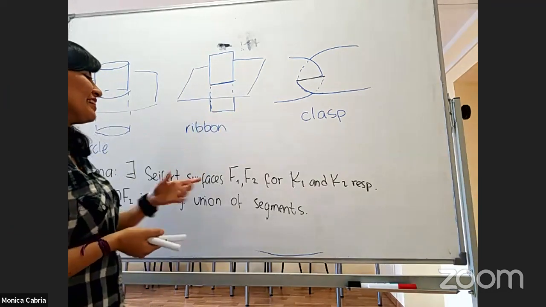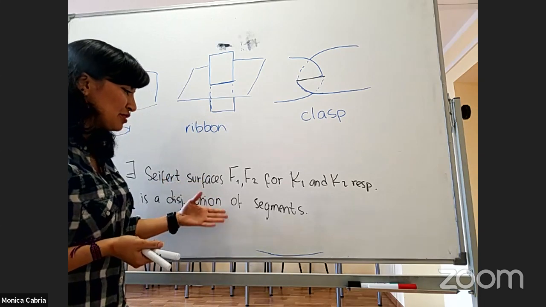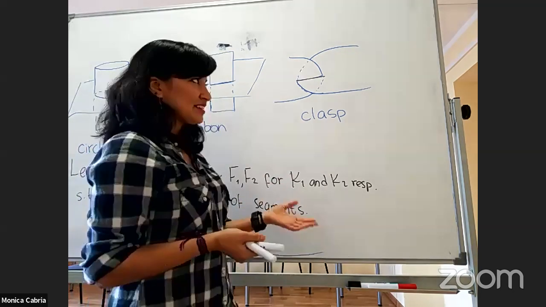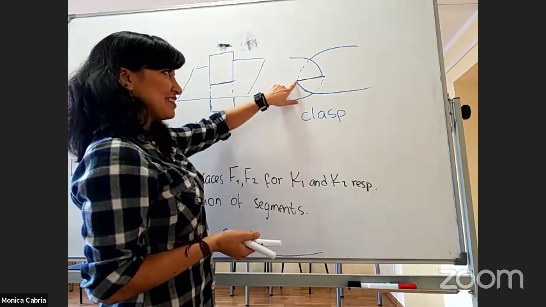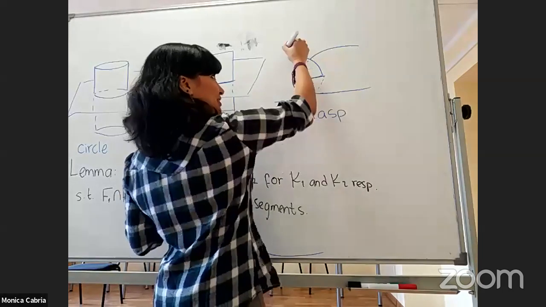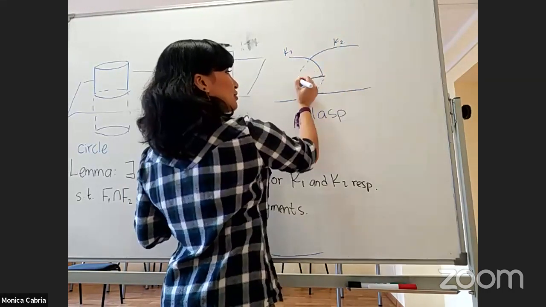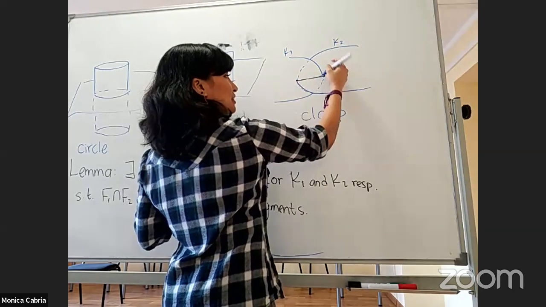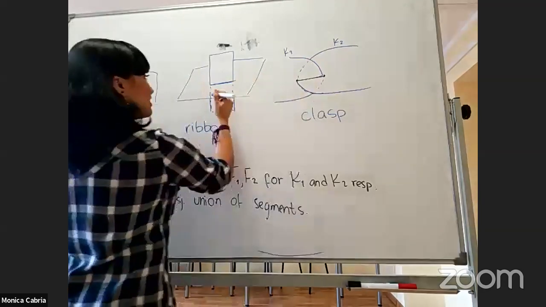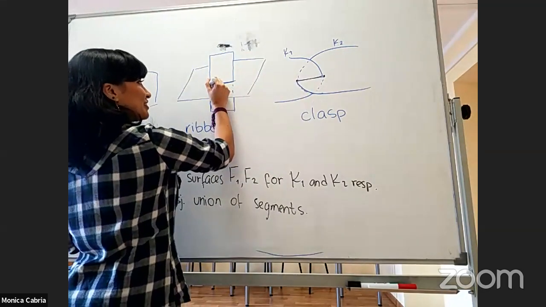This is important. So we're going to have this disjoint union of segments, but which have endpoints in both components of the link. So one endpoint will be in K1, this boundary, and this is K2. I need the endpoints to be in both knots. In this case, this is only one boundary. This is only one knot.